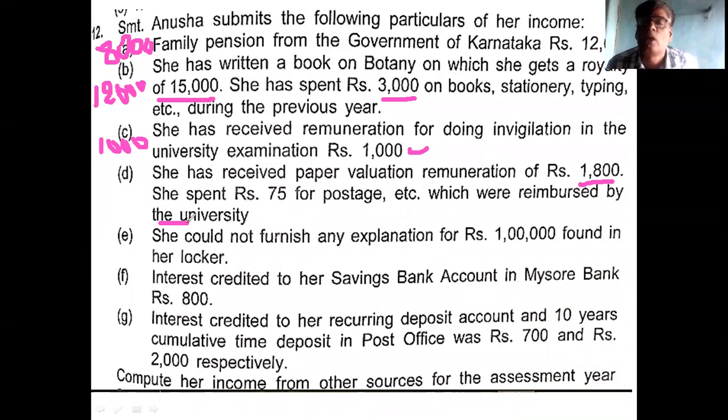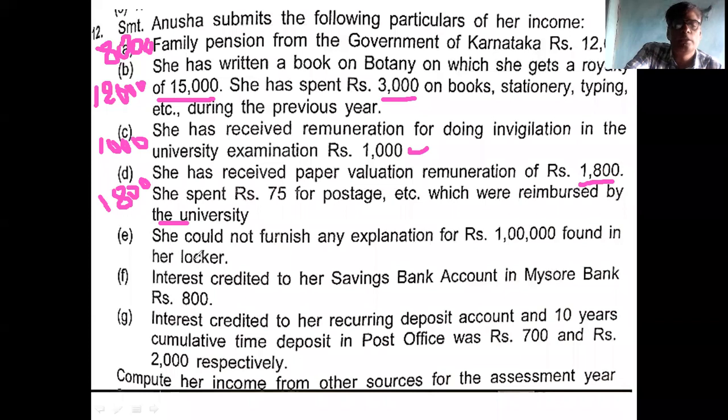That 75 is not an expense to you. First you paid and then you were reimbursed by the university, so there is no expense. Therefore it is disallowed. If it is not reimbursed by the university, then it is allowable. Remember this. So 1,800 is the third point answer, valuation remuneration.